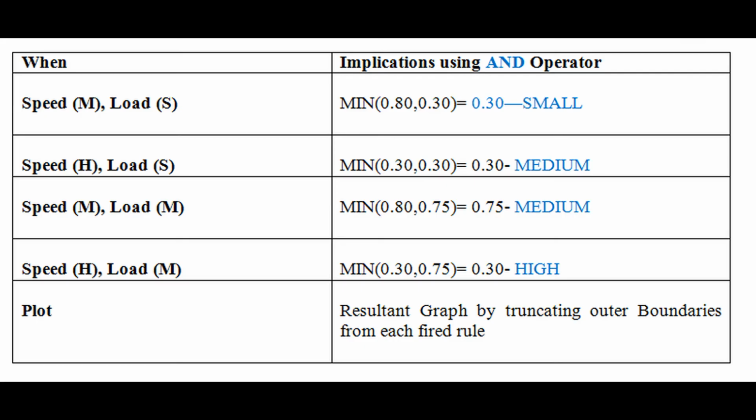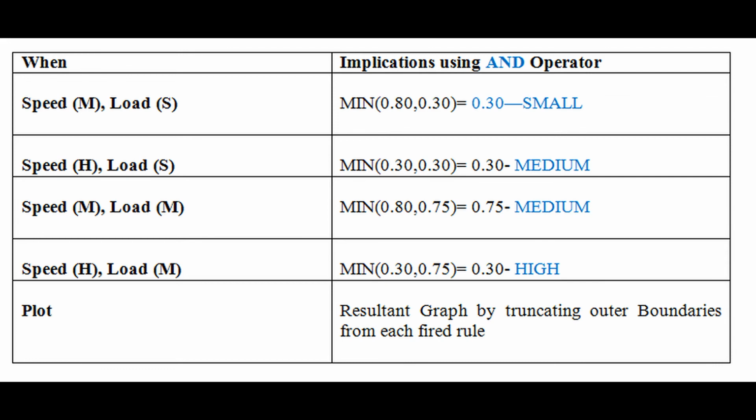For this particular problem, as you can observe here, when the speed is medium and the load is small, and you are deploying an AND operator, that is, you are going to form the rules using the AND operator, then how are you going to calculate the value? So when the speed is medium and the load is small, and you look in the FAM table, then for speed equals medium and load equals small, the emission will be small.